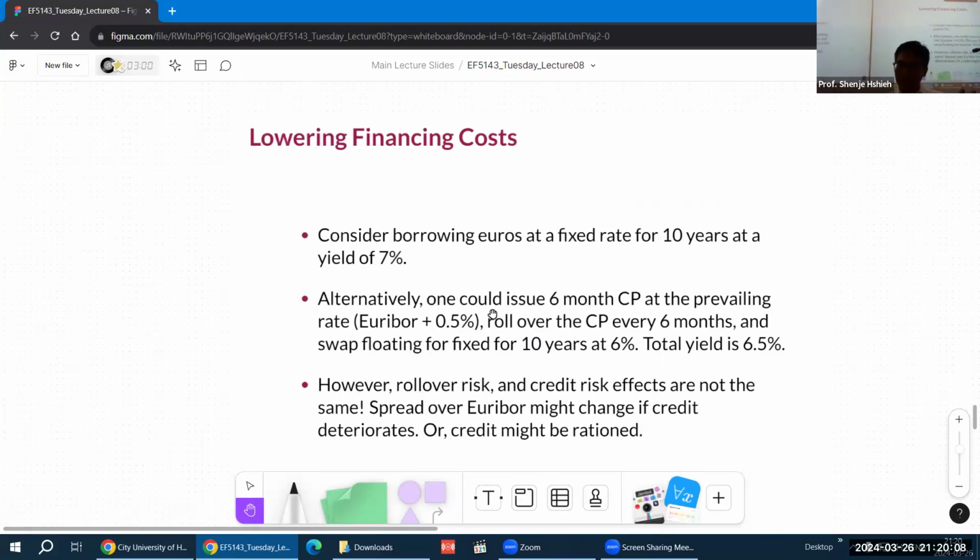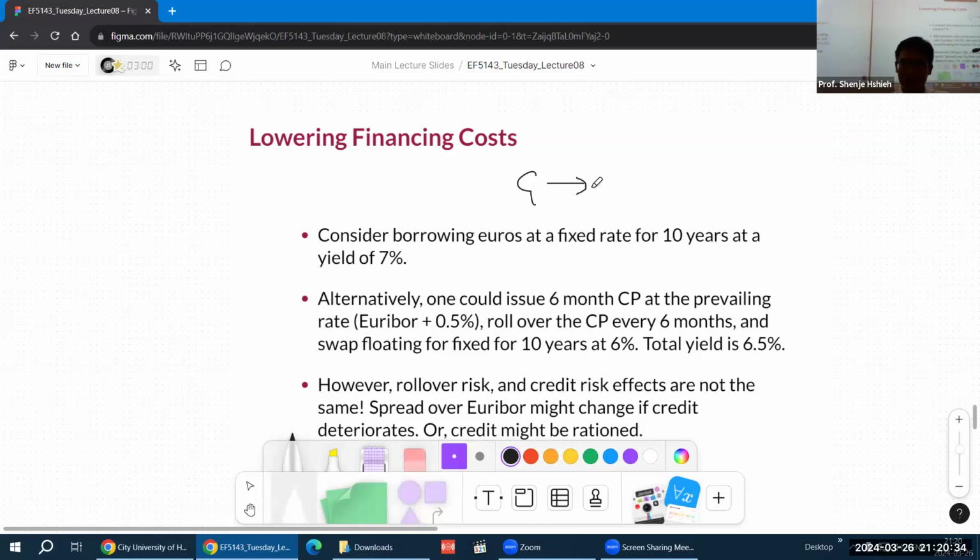All right, so let me give you other sources of risk that you have to think about when you engage in a swap contract, okay? So imagine we have an original contract at a fixed rate for 10 years at a yield of 7%. So suppose we have C1 giving to C2 7% for 10 years.